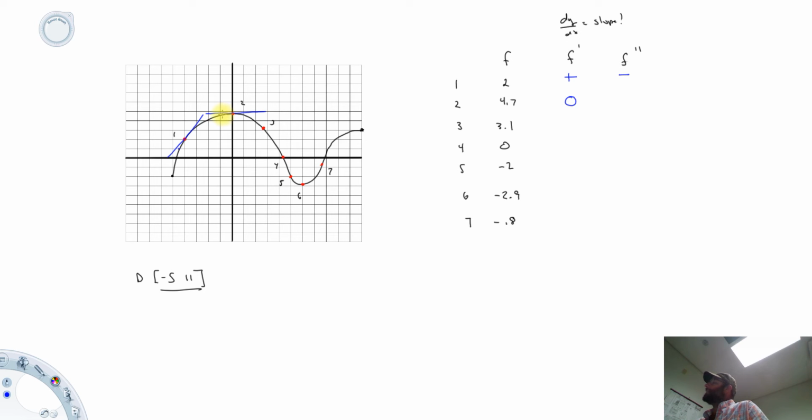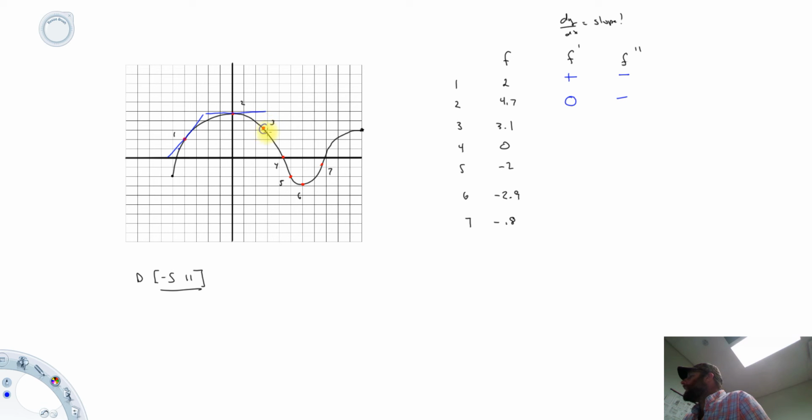Now, the second derivative. Look at what's happening to the slope, just before and just after. The slopes, as you go left to right, are decreasing. See how we go from some positive number to 0 to some negative number. So the value of the second derivative at this point is some negative number. The actual numerical value is not important for the discussion.